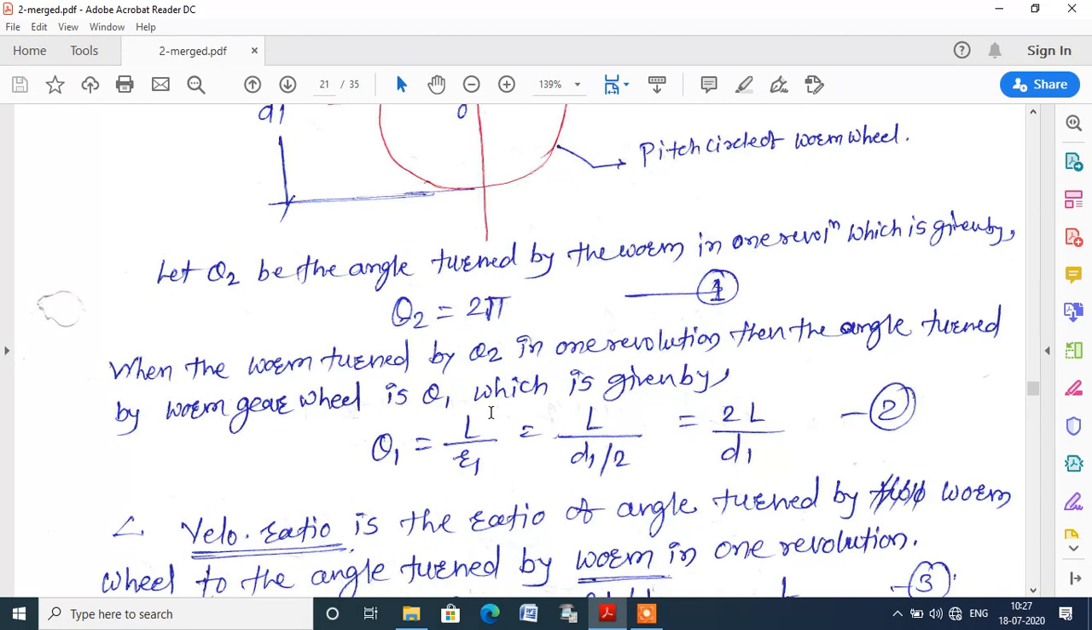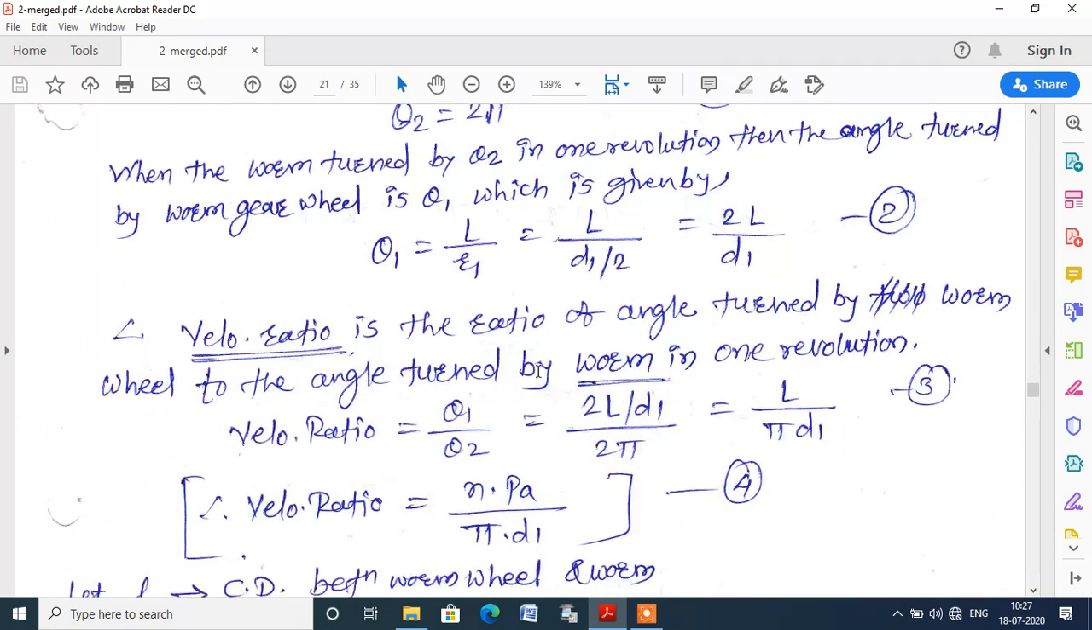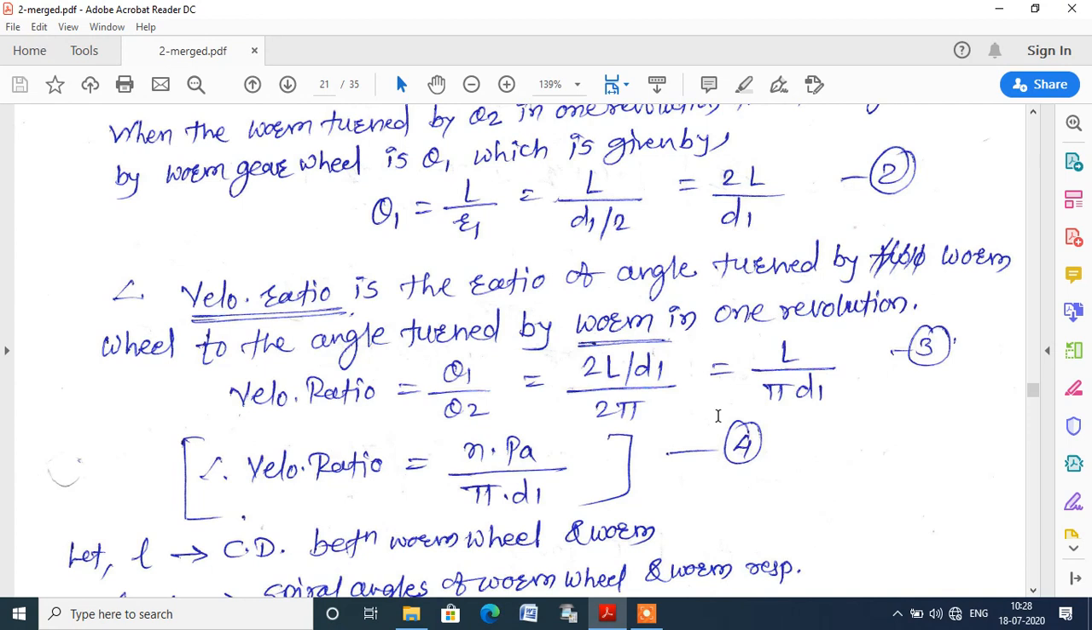And when the worm turns by theta 2 in one revolution, then the angle turned by the worm wheel, that is theta 1, is given by theta 1 equal to L by R, so L by D1 by 2. R1 is nothing but diameter upon 2. So it becomes 2L upon D. Therefore, velocity ratio is the ratio of the angle turned by the worm wheel to the angle turned by the worm in one revolution. Therefore, velocity ratio equal to theta 1 divided by theta 2, so 2L by d1 upon 2 pi. So 2 gets cancelled and you will get velocity ratio equal to L by pi d.